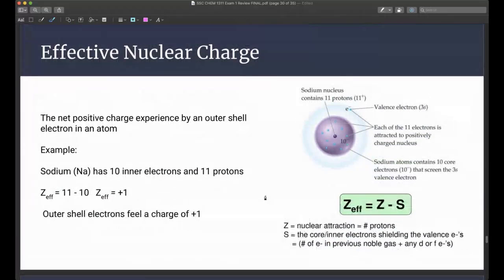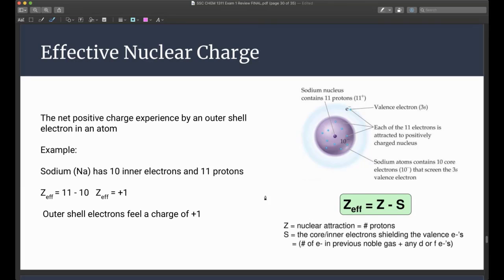And so now we're moving on to talk about effective nuclear charge, which is the net positive charge experienced by an outer shell electron in an atom. We can also call outer shell electrons valence electrons. Our example here is sodium, and sodium has 10 inner electrons and 11 protons, and it has 1 valence electron on its outside. So now we're trying to figure out what charge that nucleus exerts on that 1 valence electron.